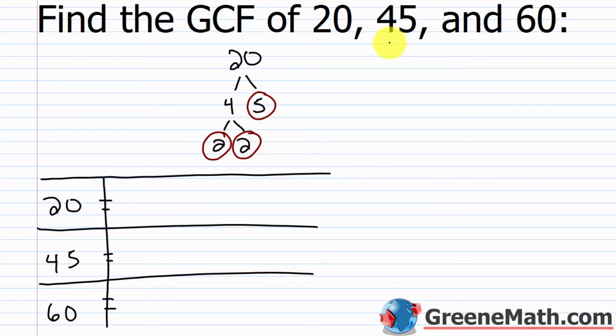So then the next one I have is 45. I could start out by saying 9 times 5. And again, 5 is prime, so let's circle that. And then for 9, I would split that up into 3 times 3.